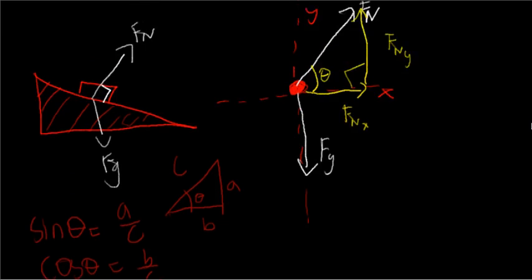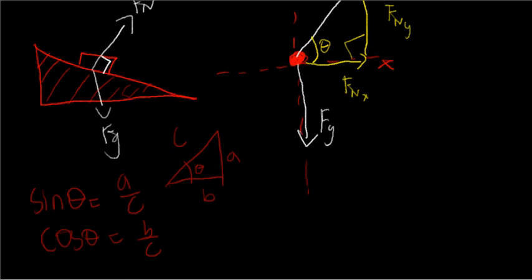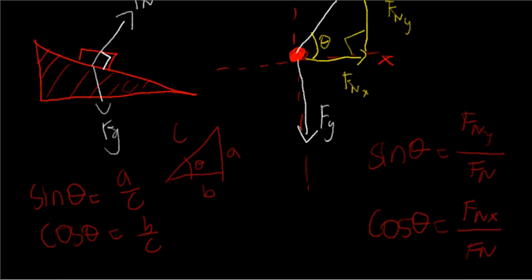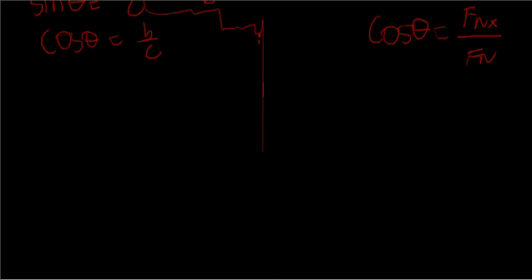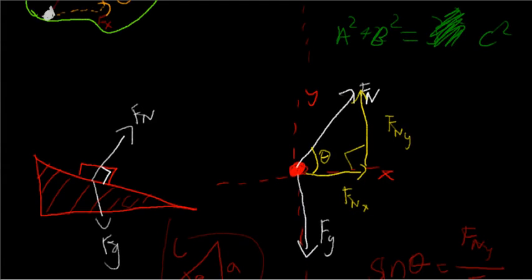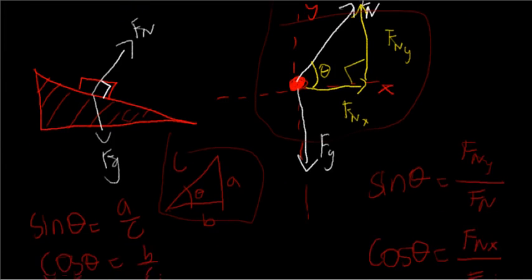Now, what's interesting is the same principle will apply. Sine of theta, in this case, would be F_Ny over F_N, and cosine of theta will be F_Nx over F_N. So all I'm doing here is just saying that this is a triangle, and this triangle ABC, this is a triangle. So the same properties apply.